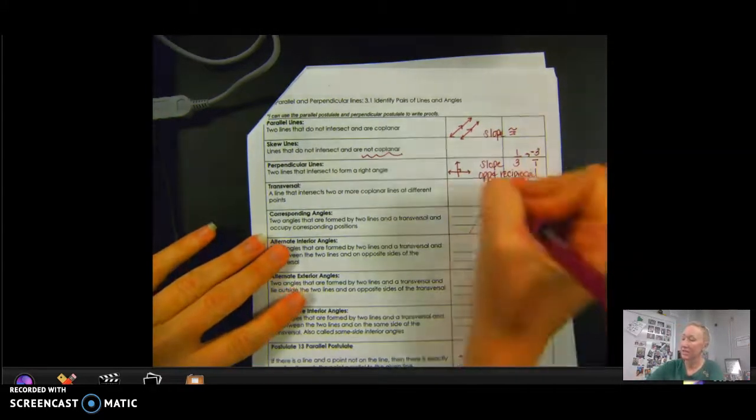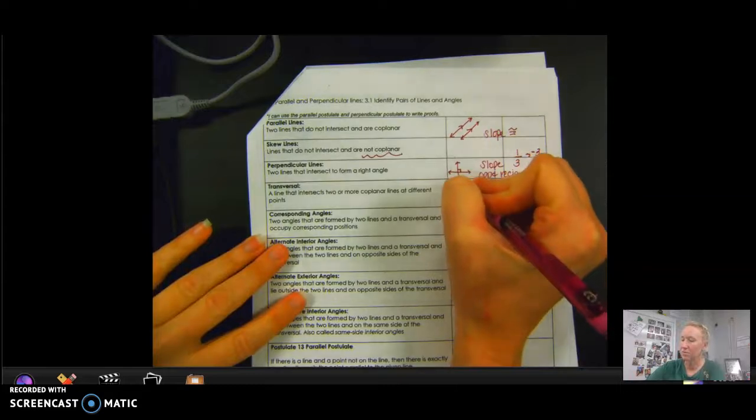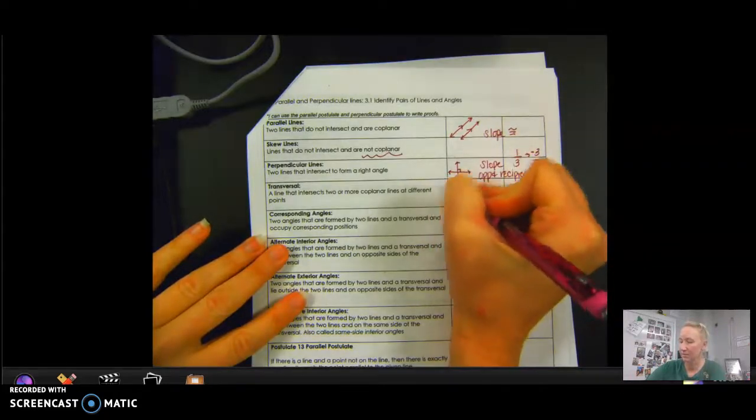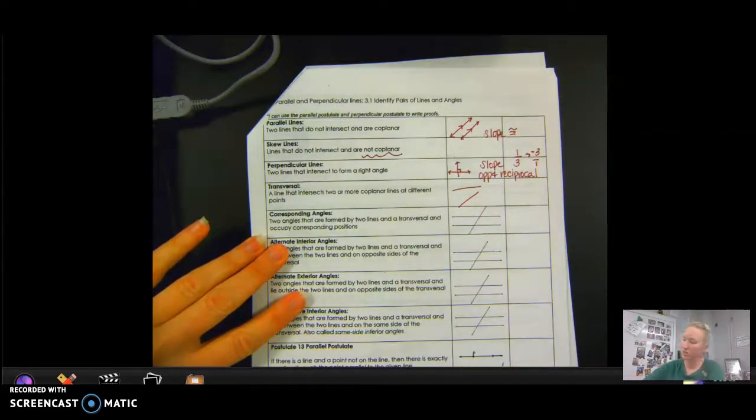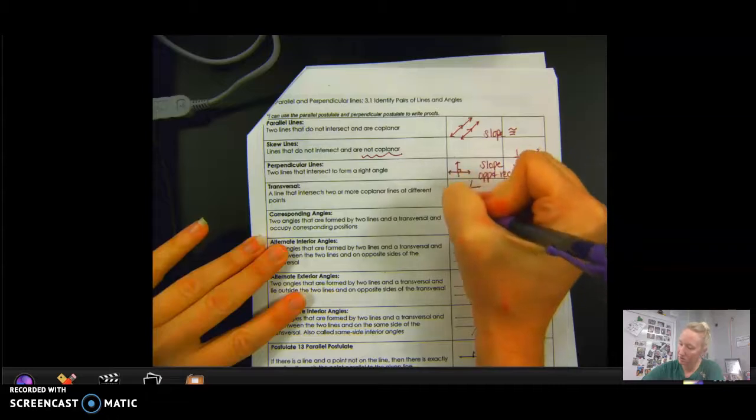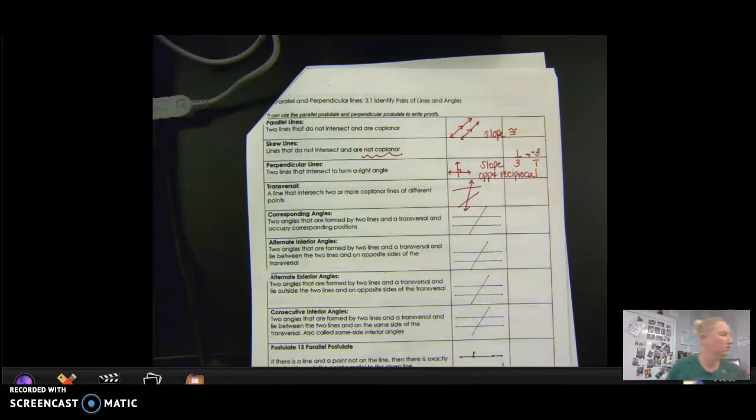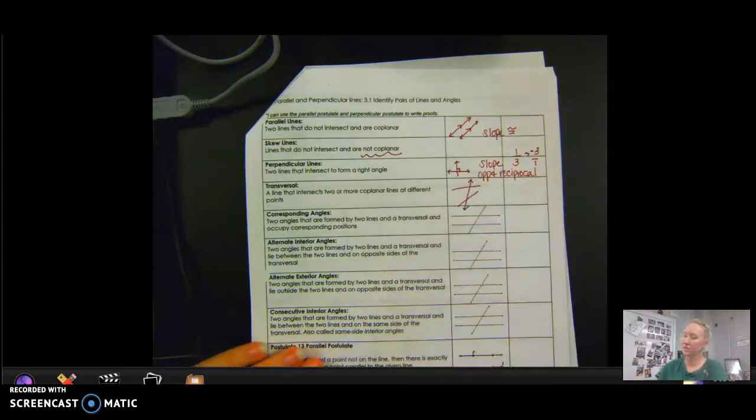A transversal is a line that intersects two or more coplanar lines. So I may have a line here and I may have a line here. My transversal will be the line that goes through those two lines. Should have used a much different color. Okay? We're going to be talking a lot with transversals.